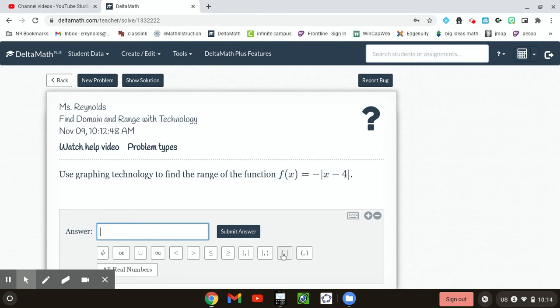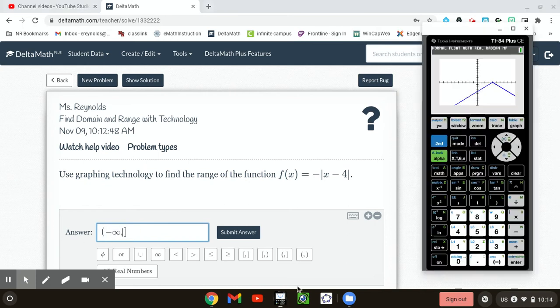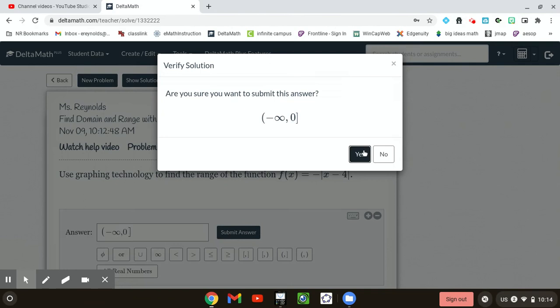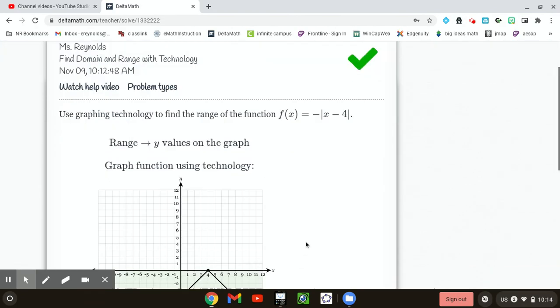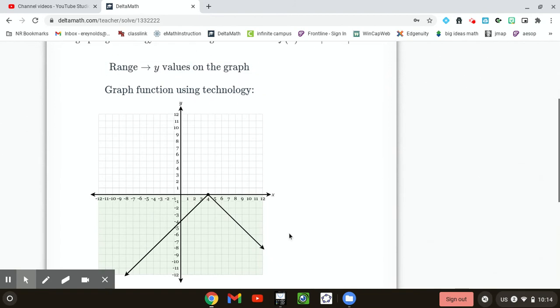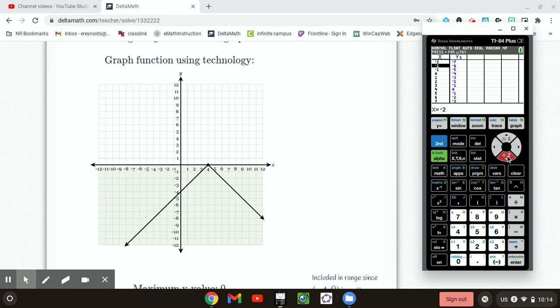What is this y value? This is 0 on our y-axis. So from negative infinity all the way up to 0 and then back down to negative infinity. So we say from bottom to top, negative infinity, all the way up to 0 and including 0. So remember, infinity is always in open parentheses. So from negative infinity all the way up to 0.